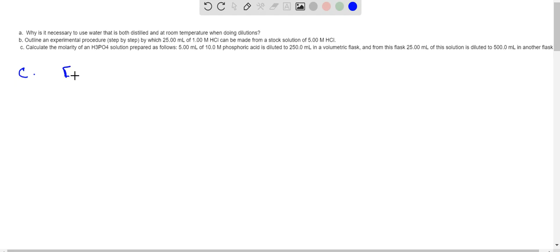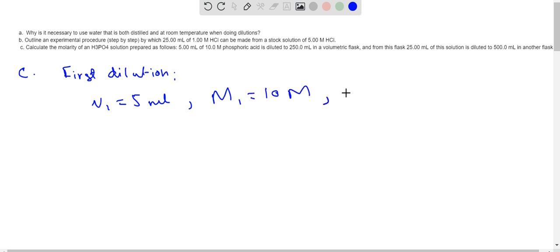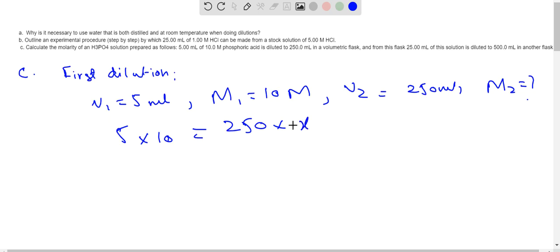So the first dilution is V1 equal to 5 ml, M1 equal to 10 M, V2 equal to 250 ml, and M2 we have to find. So 5 into 10 equals 250 into x. This is M2. So we solve for x, and we find that x is equal to 0.2 M.